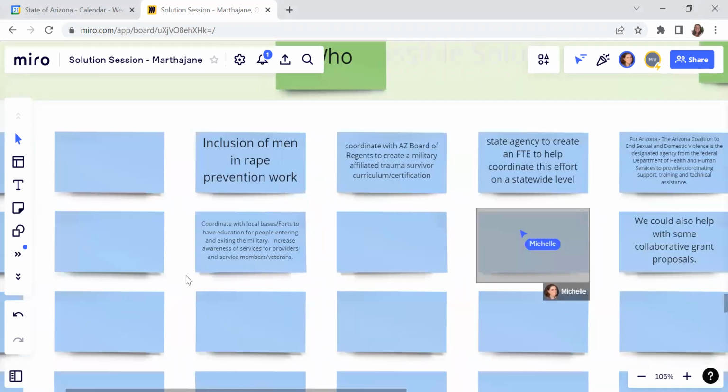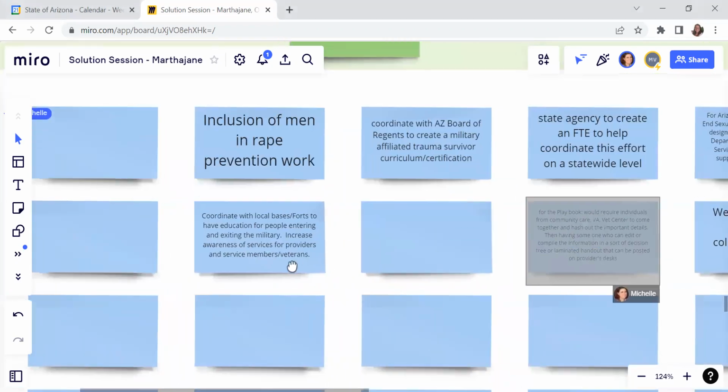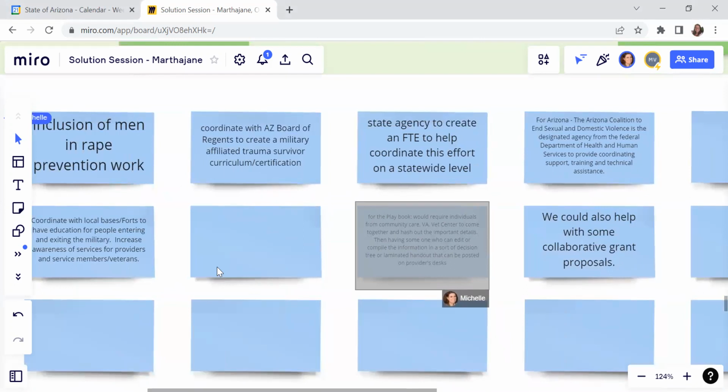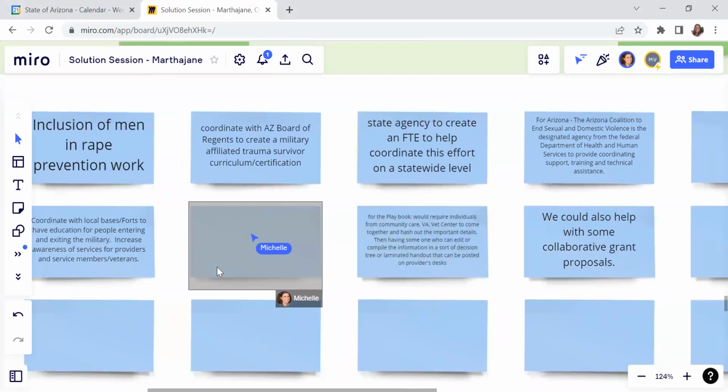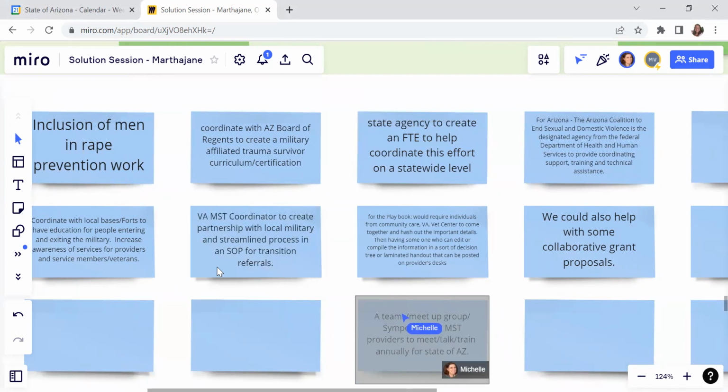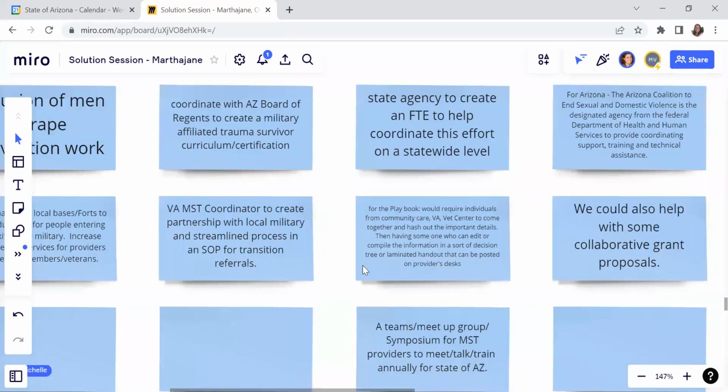Let's see what else we have come up with. That one. State agency to create an FTE to help coordinate this effort on a statewide level. You may not know, but if you know, what state agency would be appropriate? Veterans? Probably, right? That would make sense. VA MST coordinator to create a partnership with local military and streamline processes in an SOP for transition referrals, great. For the playbook, oh good.